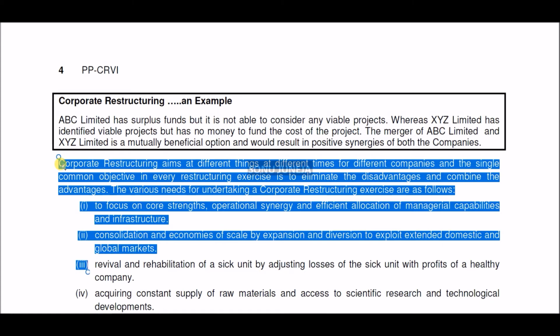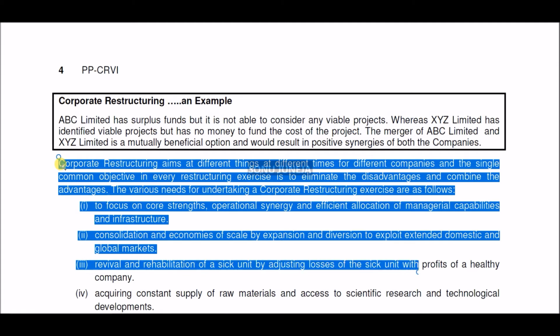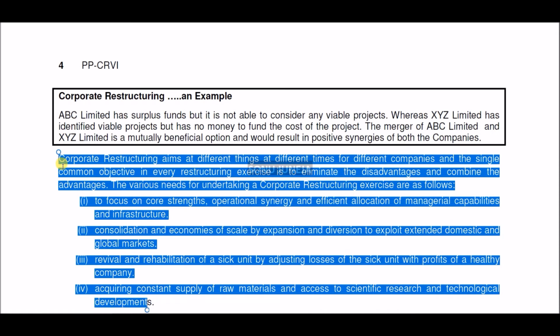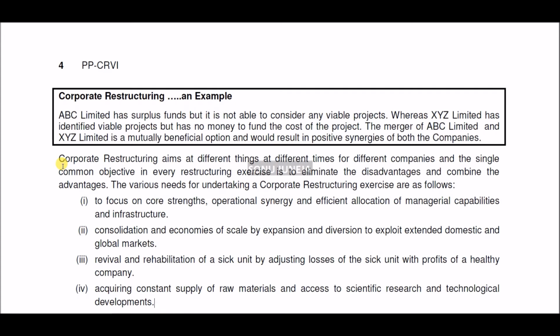Third is revival and rehabilitation of sick units by adjusting losses of the sick unit with profits of a healthy company. Now, this helps in the taxation benefit. So if you merge companies, you will get a tax benefit. So for the sake of companies who are in losses, you can adjust by merging with such companies. You can cut down your tax which is required to be paid to the government by the end of the financial year. Now, acquiring constant supply of raw material, access to scientific research, technological developments.